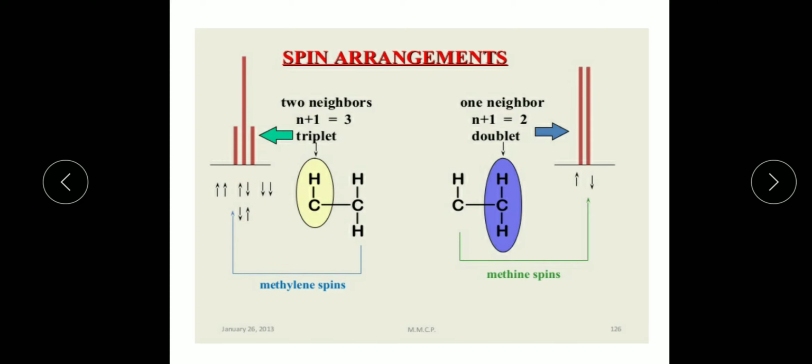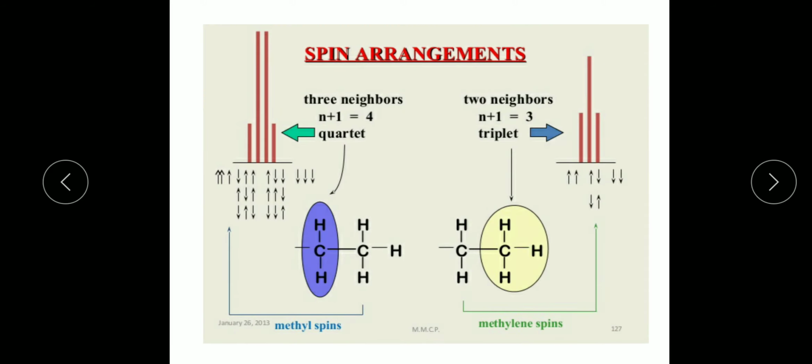that is a triplet. If you see the peak for these protons, these 2 protons have only 1 adjacent proton. So with 1 neighbor proton, n plus 1, 1 plus 1 equals 2, a doublet. So these protons will give a doublet. These spins may be plus half or minus half. Like this the spin splitting takes place.